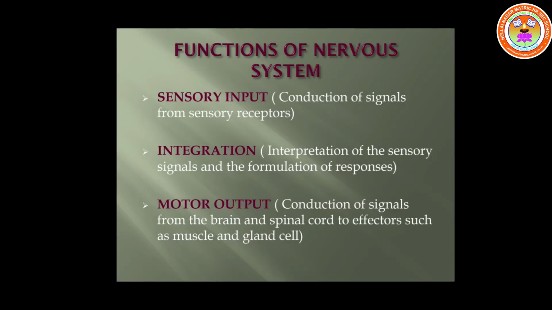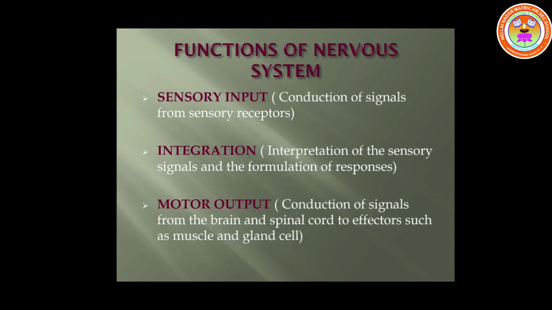Functions of the nervous system. We have three important functions of the nervous system. The first one is sensory input, the conduction of signals from sensory receptors. They help in conducting the signals from the sensory receptors.